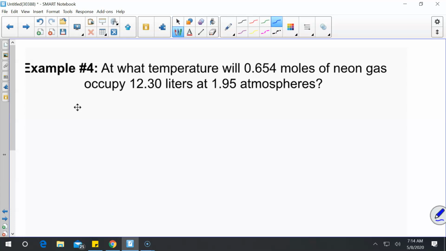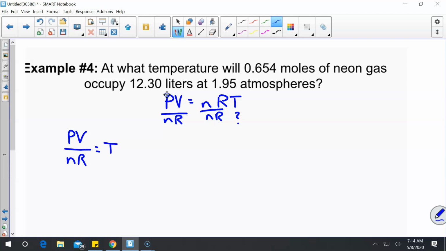The problem here says, at what temperature will 0.645 moles of neon gas occupy 12.3 liters at 1.95 atmospheres? Notice there's not a change in any one of the variables. They're just stating moles, volume, and atmospheres, and they're asking for temperature. So we're going to need to use the ideal gas law. They want temperature to be solved for, so we've got to get rid of nR. Got to do the same thing over here. So my equation ends up being PV divided by nR equals T.